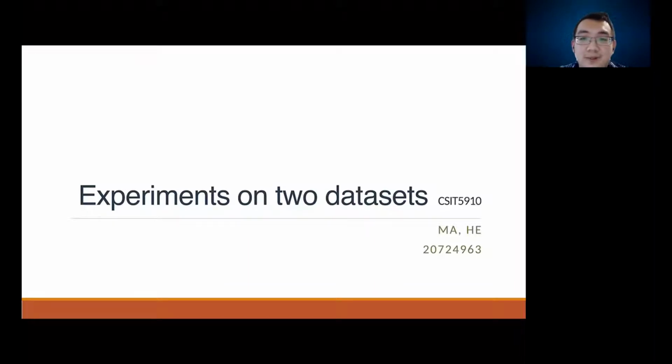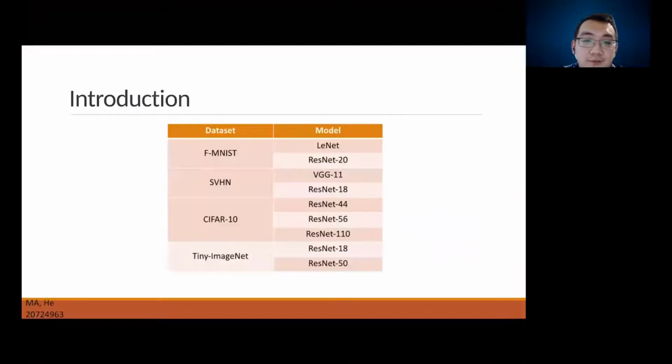Hello everyone, my name is Martin. I will introduce some experiments on 2 data types to test the new loss function. In order to test the new loss function, we designed a series of image classification experiments on multiple benchmark datasets, including Fashion-MNIST, SVHN, CIFAR-10, and Tiny-ImageNet datasets. For each dataset, we use widely used architectures like ResNet and VGG to show the usefulness of the proposed loss.